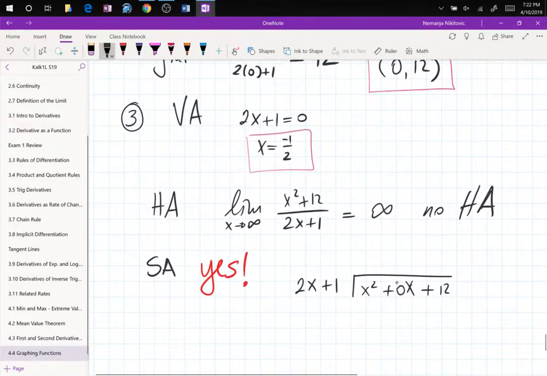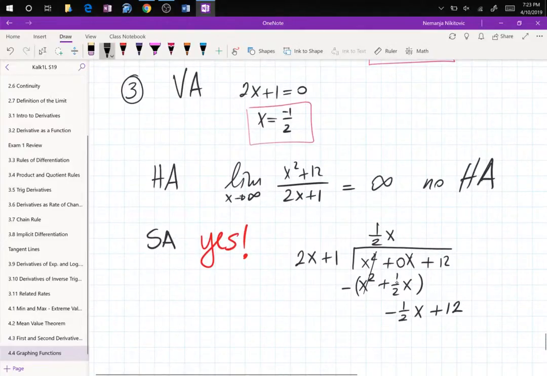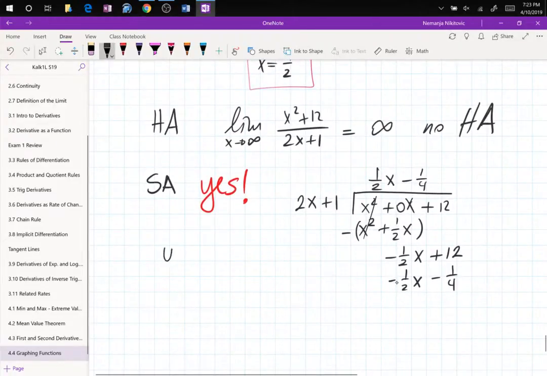2x into x squared goes 1/2 x times. So this is going to give you x squared plus 1/2 x, and then we subtract, these cancel, and you get negative 1/2 x, and then you drop down plus 12. 2x goes into this negative 1/4 times. Negative 1/4 times 2x is negative 1/2 x, and then minus 1/4. We don't care to calculate the remainder, because we already have y equals 1/2 x minus 1/4.